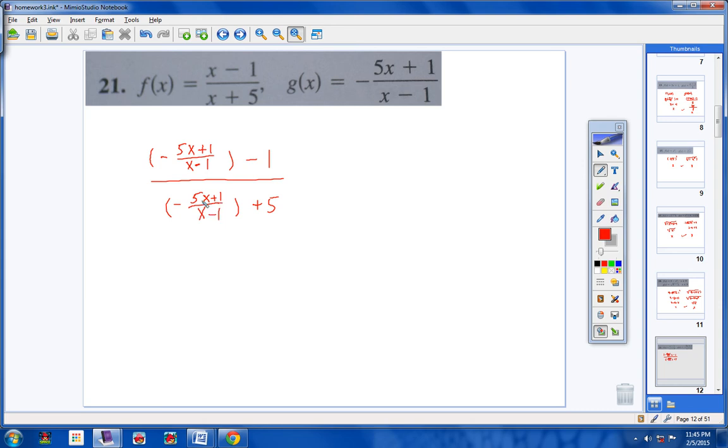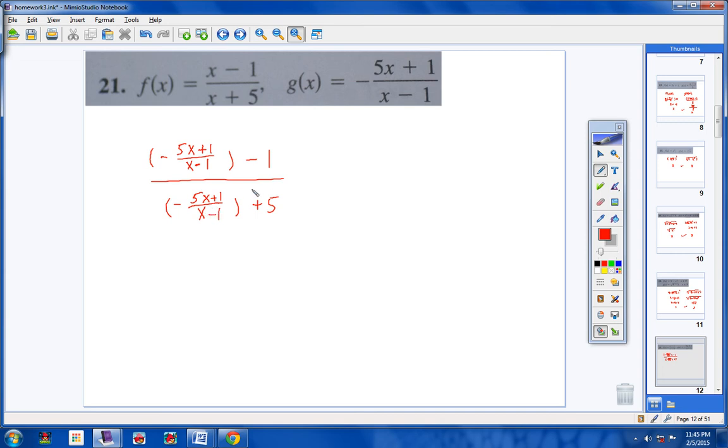First of all, you could get a common denominator for this 1 right here. And then subtract the two fractions. That's not a bad idea, but to be honest with you, I really feel like I've got a better idea.